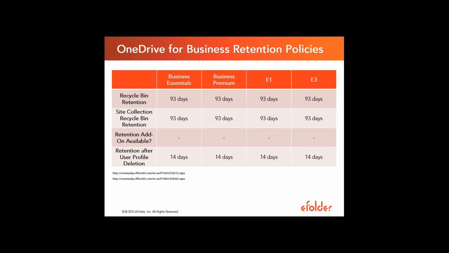OneDrive for Business has the same retention policy across all 4 tiers of service. When a user first deletes a document or file, it will remain in the user's recycle bin for 93 days. After 93 days, it will move to the site collection recycle bin, where it remains for another 93 days. While in the site collection recycle bin, only administrators can recover deleted items. There is also no add-on retention available for OneDrive, and all data is purged 14 days after a user profile has been deleted.